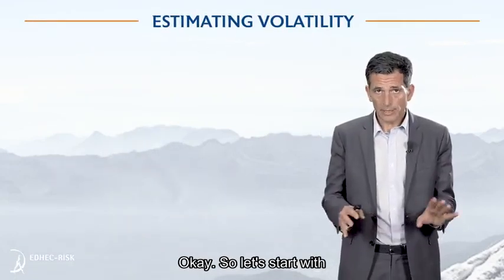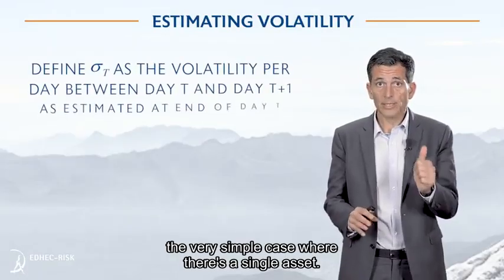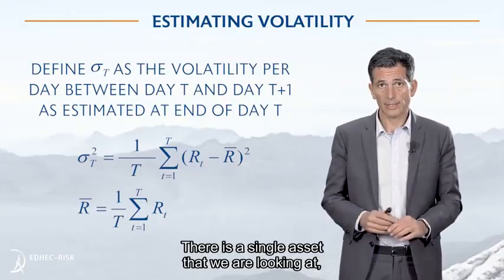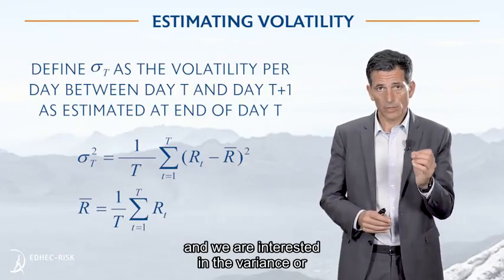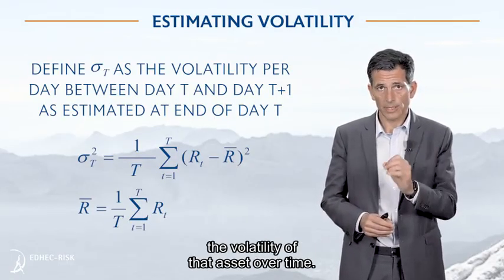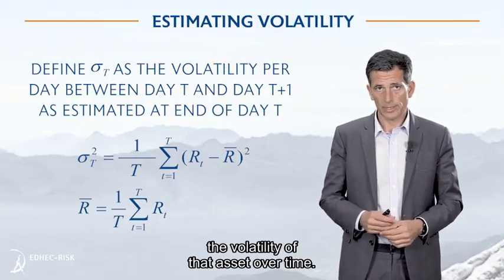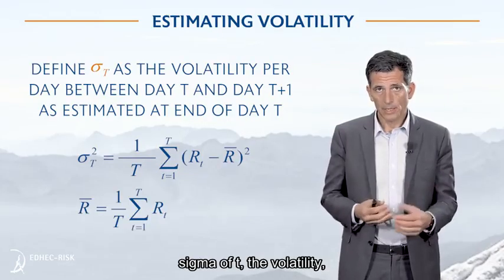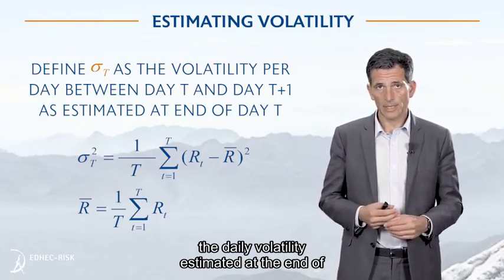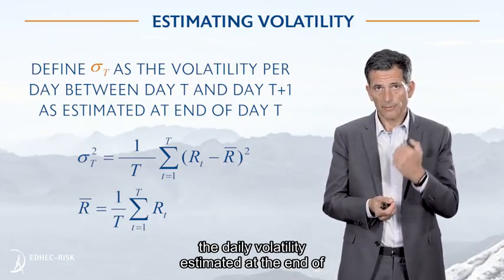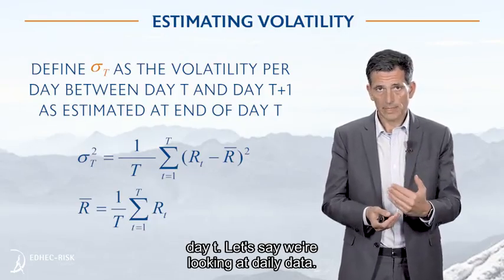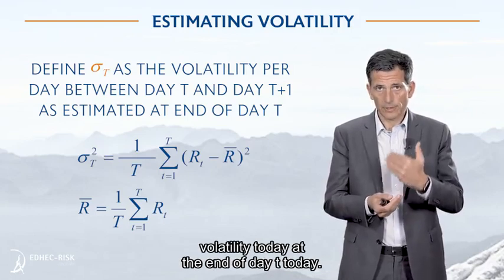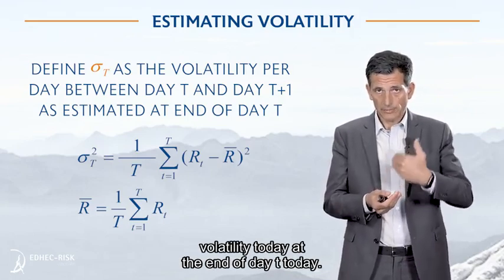Okay, so let's start with a very simple case where there's a single asset. So there's no curse of dimensionality at all. There's a single asset that we are looking at, and we are interested in the variance or the volatility of that asset over time. So we are going to define sigma of t, the daily volatility estimated at the end of date t. Let's say we're looking at daily data. So that's the daily estimate for volatility today, at the end of day t.